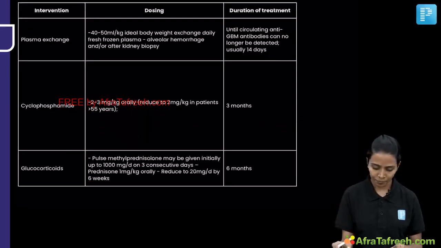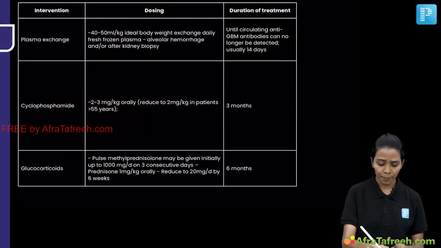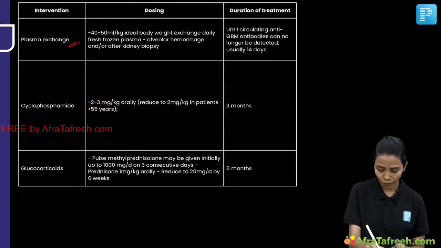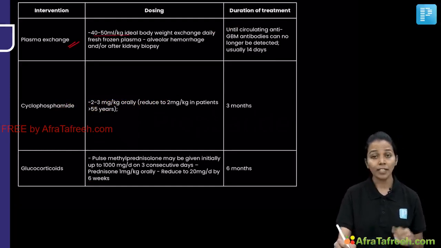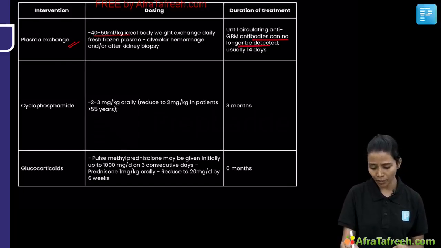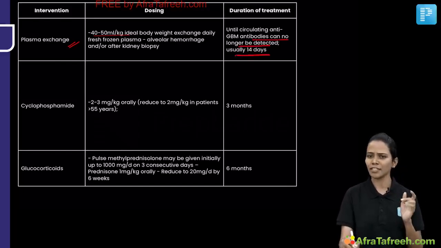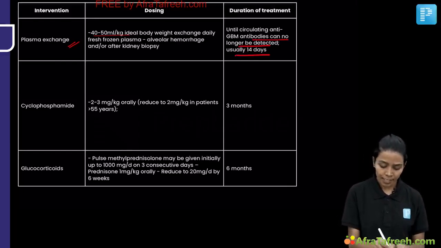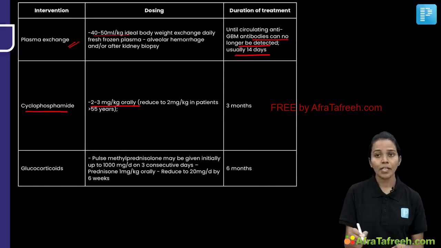Okay. Now this is the treatment. Plasma exchange, the dose is 40 to 50 ml per kg. Till when will you do? Till the circulating anti-GBM antibodies can no longer be detected. Generally, it is 2 weeks time. Cyclophosphamide, you give oral 2 to 3 mg per kg. Generally, the treatment duration is 3 months.